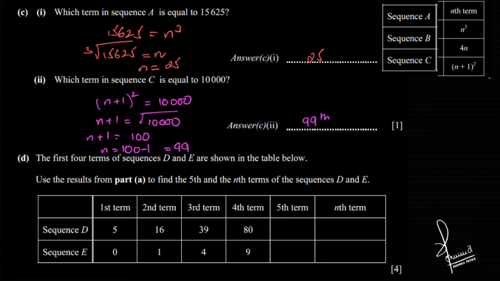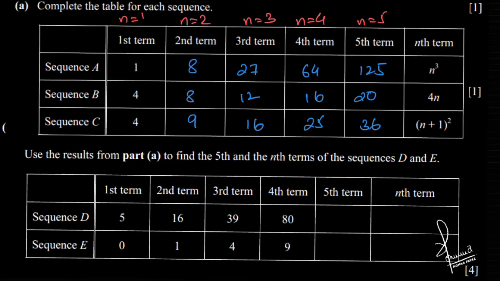Okay? The last part says the first four terms of sequences D and E are shown in the table below. This time you want to calculate the fifth term and the nth term. So use the results from part A to find the fifth and the nth term of sequences D and E. What are your results in part A? These are your results in the first part, and you want to calculate the fifth term and the expression of the nth term.